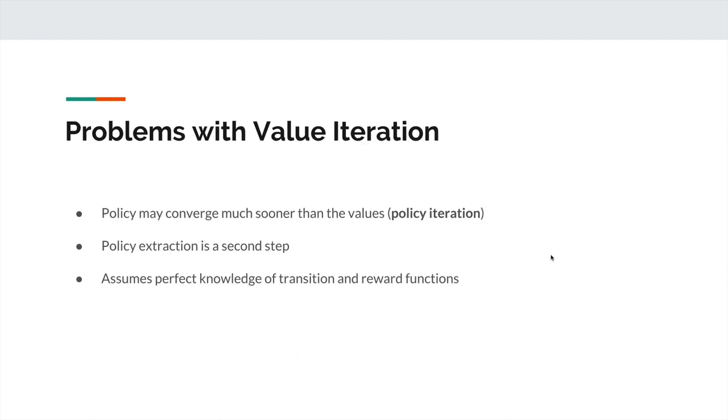And so then we discussed policy extraction. Then we discussed some issues with value iteration. In particular, the biggest one is that we assume perfect knowledge of the transition and the reward functions, which we definitely don't have in the real world. And so that's coming up. We're going to discuss Q-learning and how we can discard that assumption by repeatedly playing the same game over and over again. And so in the next video, we're going to get more into Q-learning.